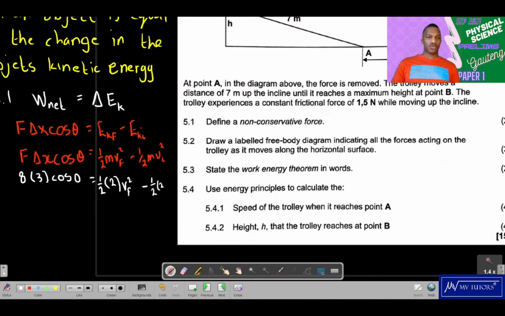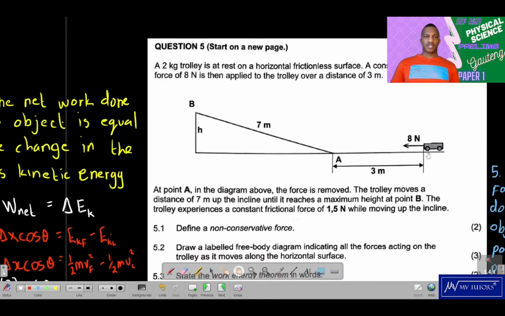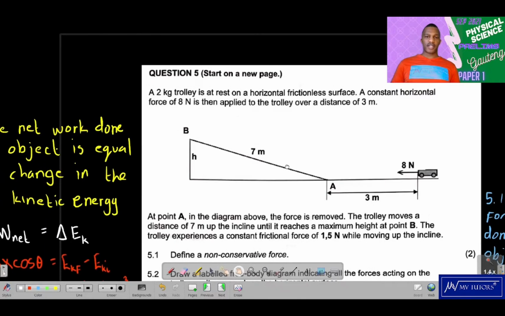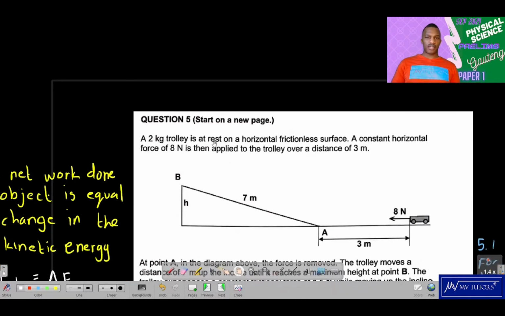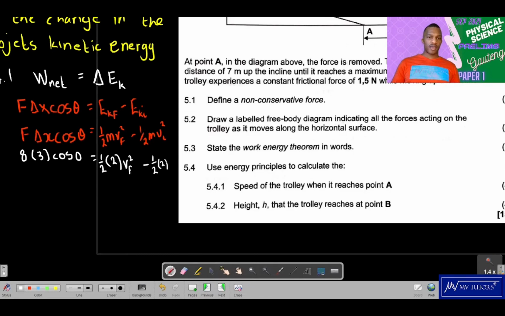m is still 2, but initially, remember, this thing is at rest. They told us here they're at rest. So if it's at rest, that means velocity is 0. So when we come here, we will just put a 0, which makes the entire thing 0. From here, it's just a matter of doing some mathematical gymnastics.